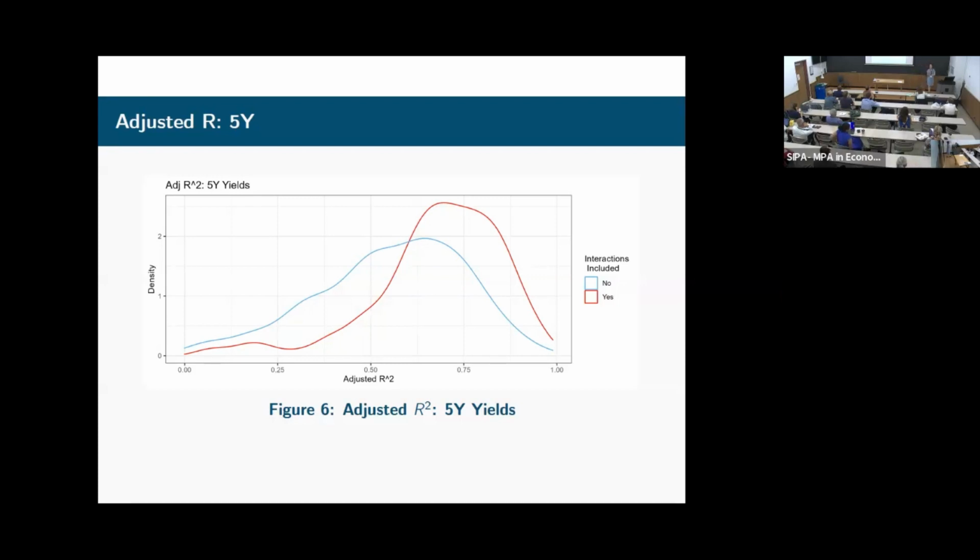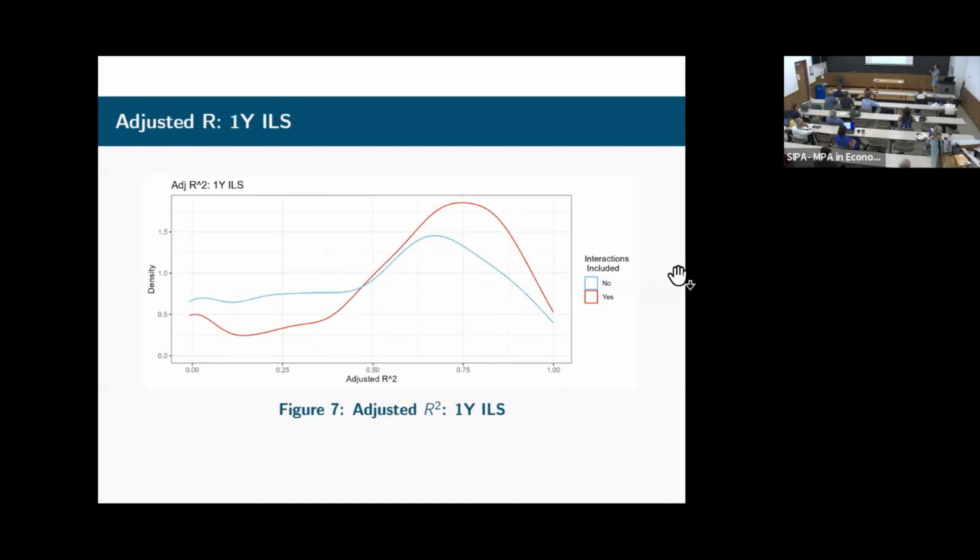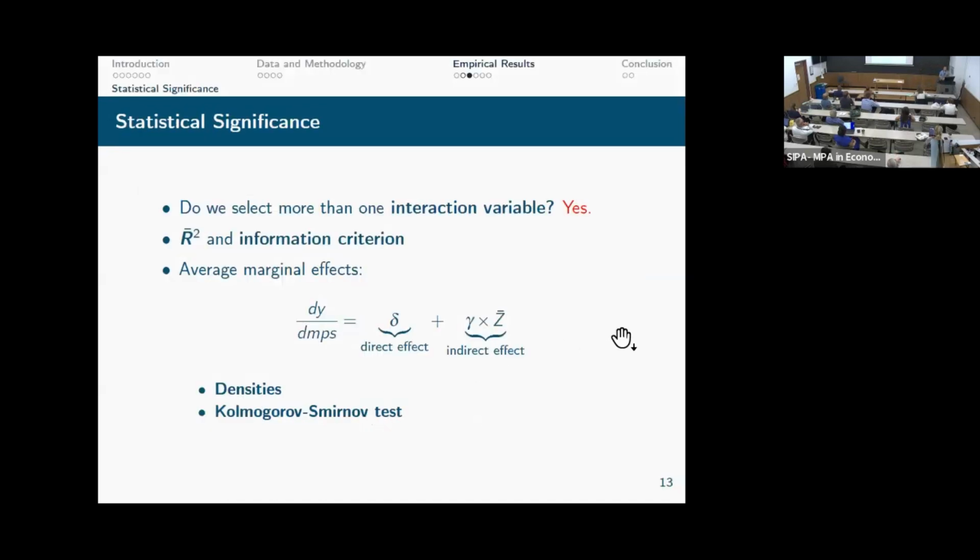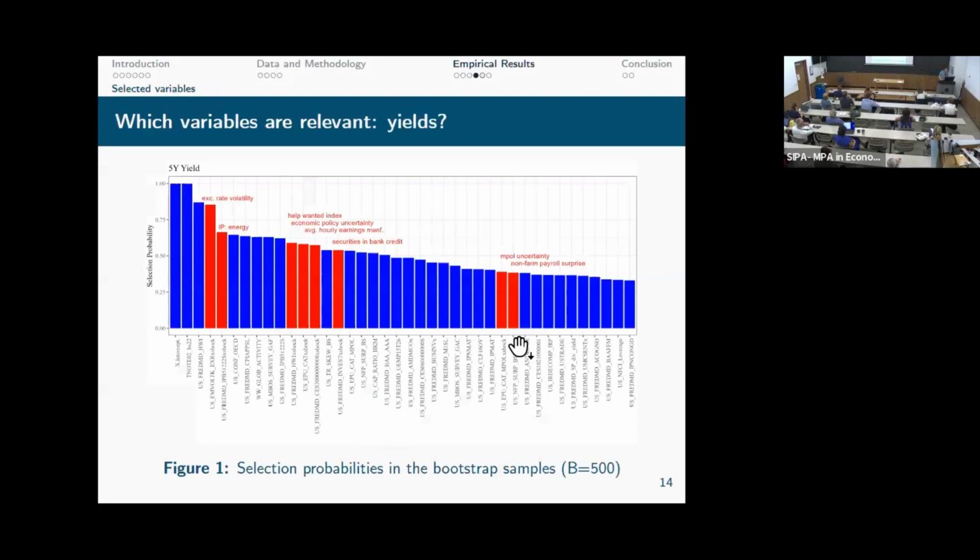So as you can see, statistically we can improve the model by including the interactor terms, as shown by the adjusted R-squared. And the picture is quite similar if we check it for the 1 year inflation links, where again, if we include the interaction, we are fitting a better model in terms of the adjusted R-squared. Other than that, what we can do is check an information criterion, sorry about that.